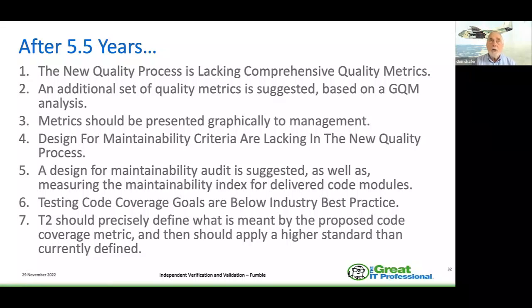So this was a truly independent exercise that we did for 5.5 years. We learned a lot from it. And the one thing we learned was you can't make the target of your independent verification and validation care what you're doing. Unfortunately, that's what happened.